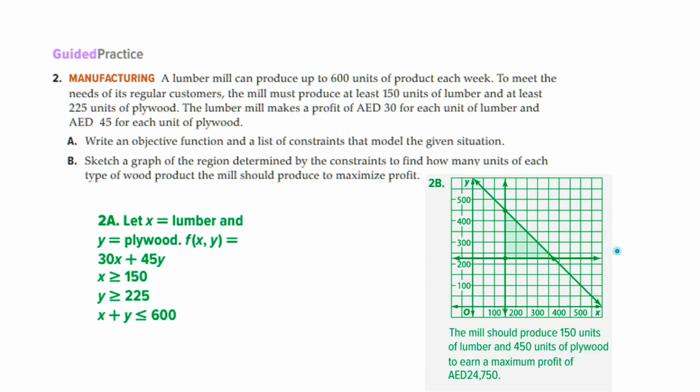And then you graph the system of inequalities, find the three vertices, and evaluate the objective function at the vertices to get the answer: the mill should produce 150 units of lumber and 450 units of plywood to earn a maximum profit of 24,750 dirhams. I hope you got the correct answer.